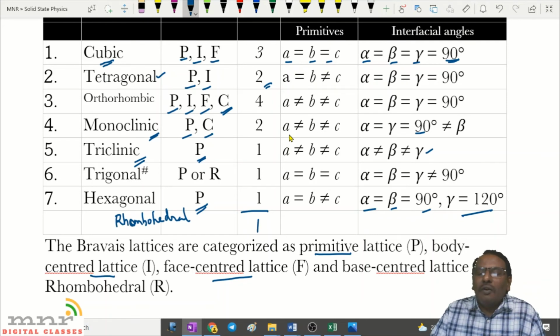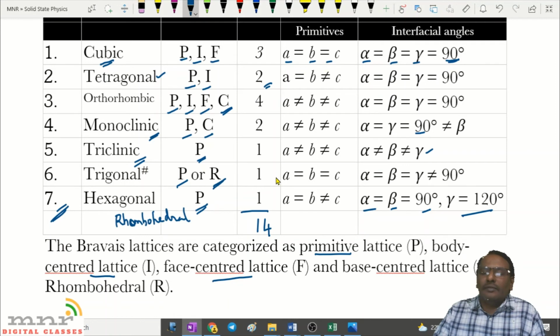Totally we have 14 different Bravais lattices, which are conveniently grouped into 7 crystal systems. Here trigonal is the unique one. Either the Bravais lattice may be primitive or it may be rhombohedral.